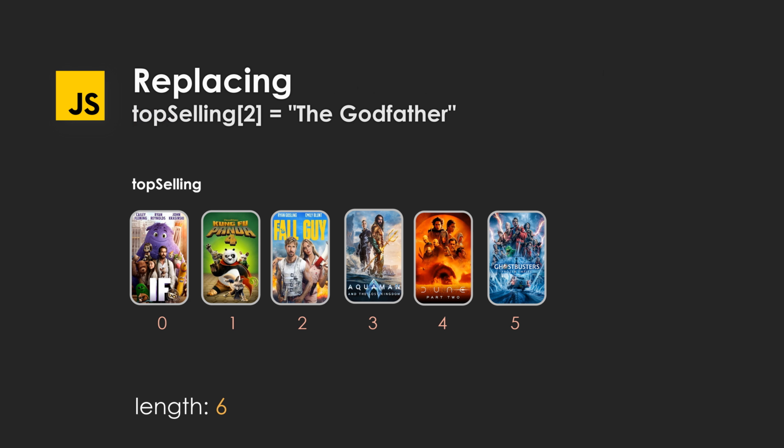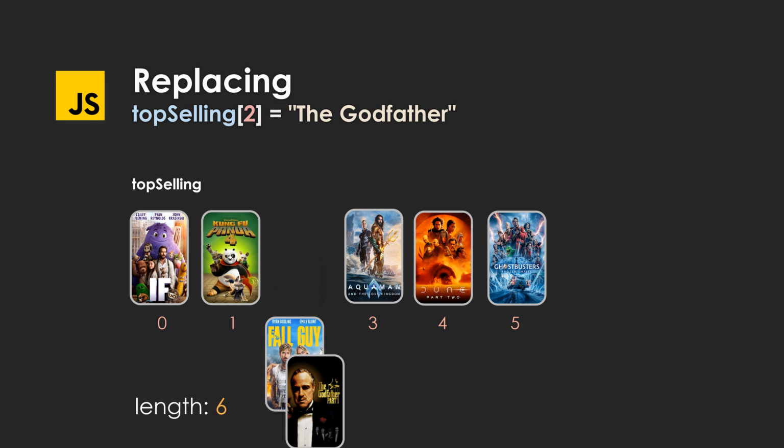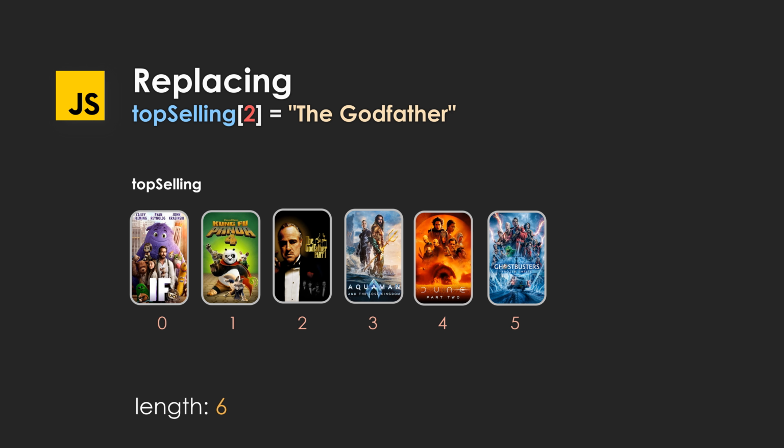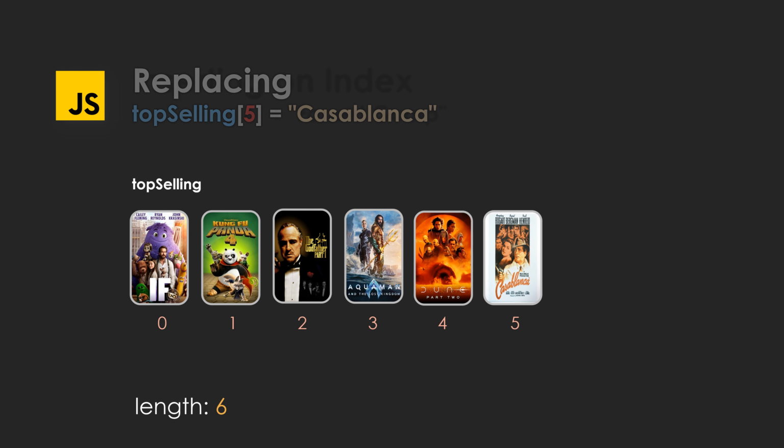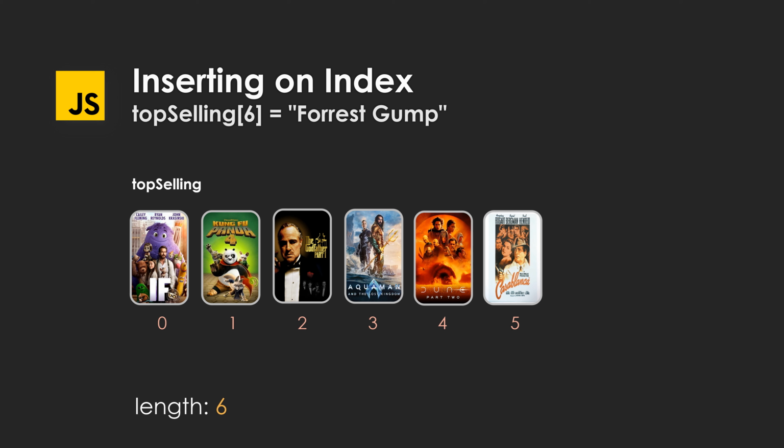We also can replace elements inside one array. In this example, we are replacing the movie inside the index number 2 with the movie The Godfather. Now, I will replace the movie Ghostbusters in the index number 5 with the movie Casablanca. One interesting way to add elements to arrays is specify indexes that do not exist. When we perform this code, the new index number 6 is created, and the movie Forrest Gump is attached to the final of the array. The array length is updated to 7.